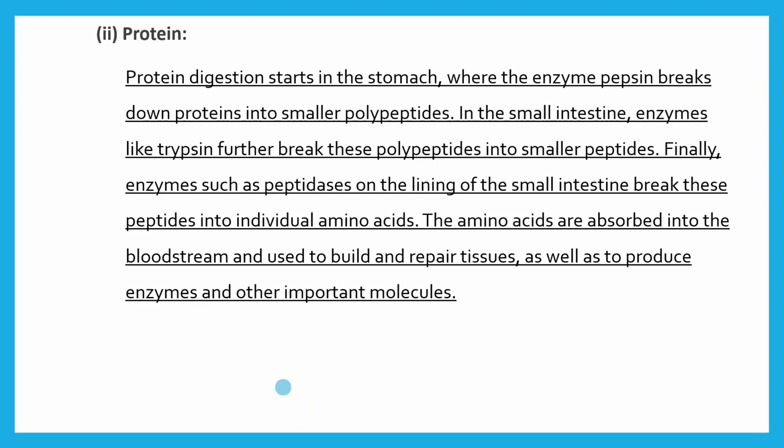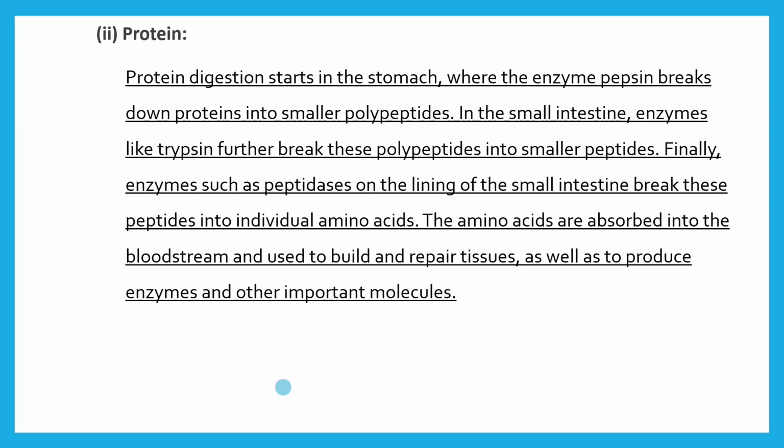Okay, so what have we said here about protein digestion? We have said that protein digestion starts in the stomach, where the enzyme called pepsin breaks down proteins into smaller polypeptides. Now, in the small intestine, enzymes like trypsin further break these polypeptides into smaller peptides. Now, finally, there are enzymes like peptidase, which breaks down the peptides into amino acids. So amino acids are the final smaller particles of the digestion of proteins. So amino acids are the end products of the digestion of proteins.